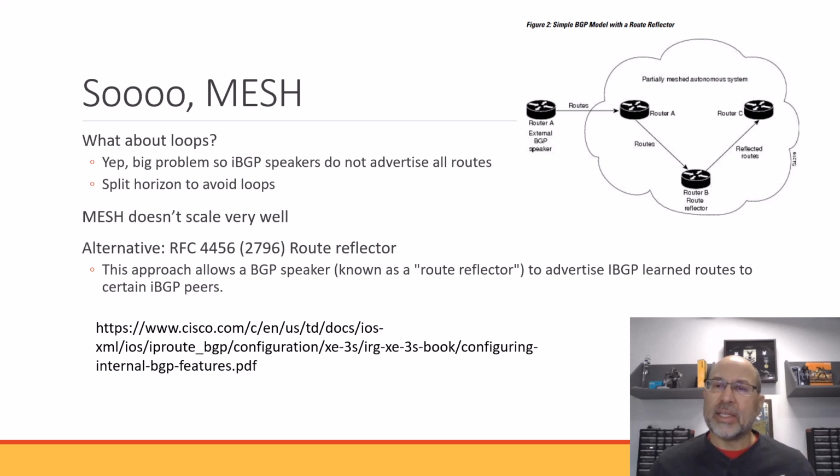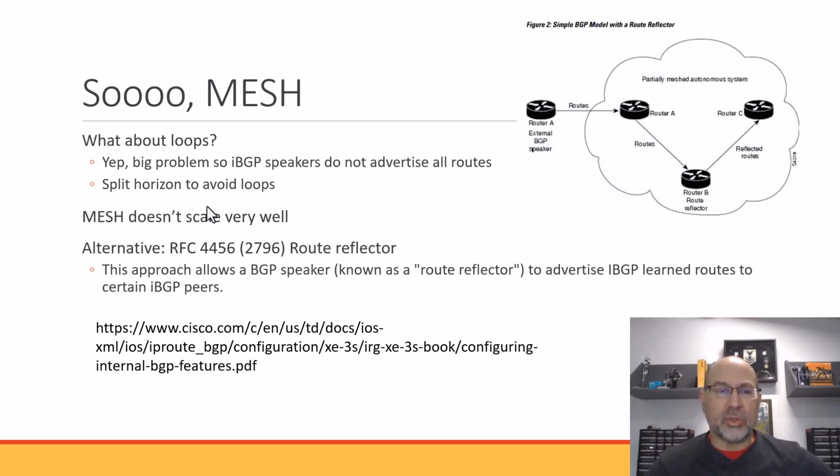So there's lots of techniques that we use to ensure that loops don't cause problems. And so BGP has a similar one. What that means is that iBGP speakers do not advertise all of the routes to each other. All right, so mesh doesn't scale very well. We have problems with loops. How do we ensure that we get all of the networks?